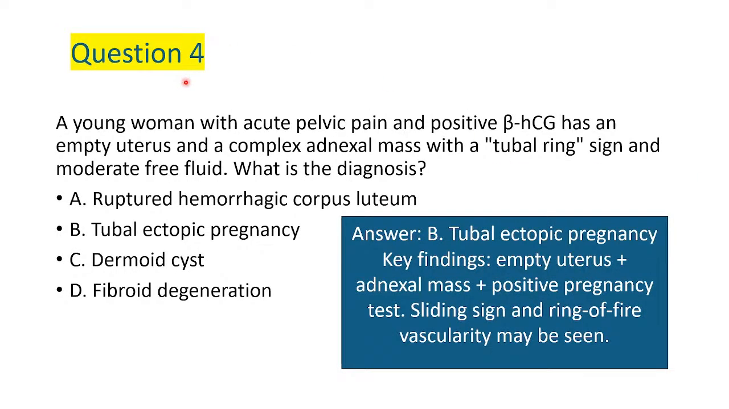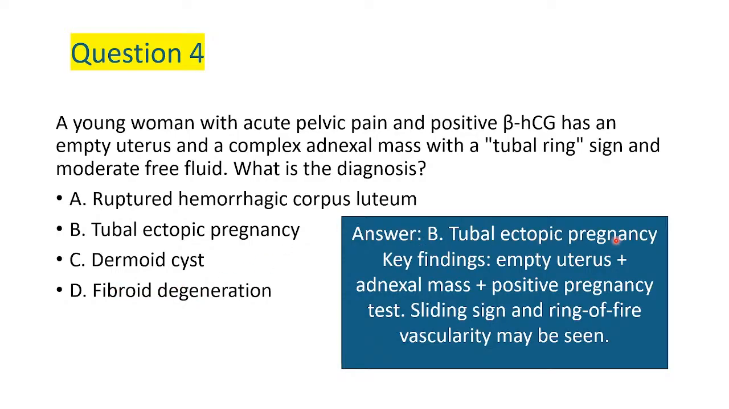Question number 4. A young woman with acute pelvic pain and positive beta HCG has an empty uterus and a complex adnexal mass with a tubal ring sign and moderate free fluid. What is the diagnosis? A. Ruptured hemorrhagic corpus luteum. B. Tubal ectopic. C. Dermoid cyst. D. Fibroid degeneration. So our answer is B.